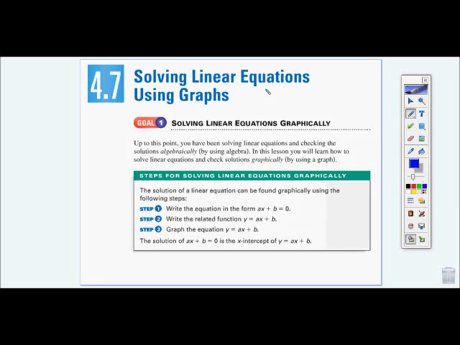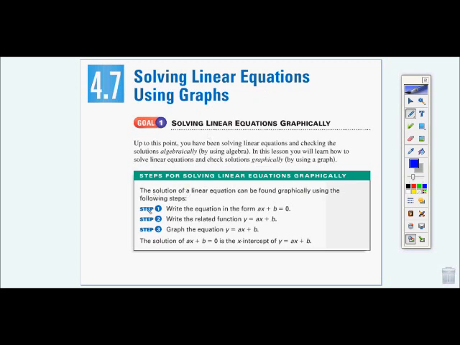Lesson 4.7, we're going to talk about two different methods of solving linear equations. Both of them are dealing with using graphs. However, in one, we will start solving it algebraically and check our answer with a graph. And the second approach will be solving the equation with a graph and checking it algebraically.